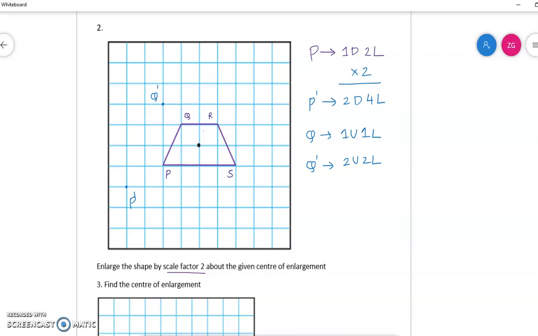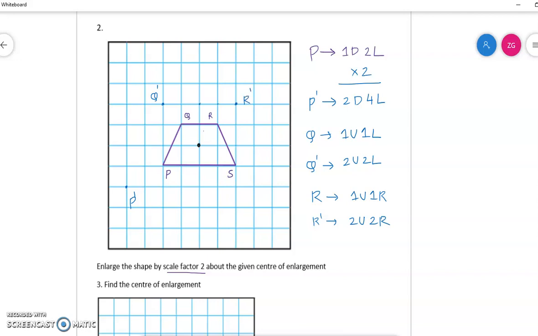Let's locate point R. Point R from the center is 1 up, 1 right. So point R dash will be 2 up, 2 right. So from the center you go 2 steps up and 2 steps right. You get your point R dash.